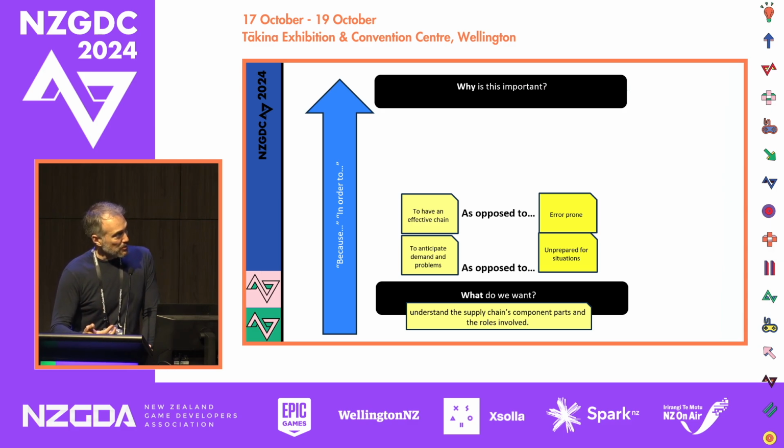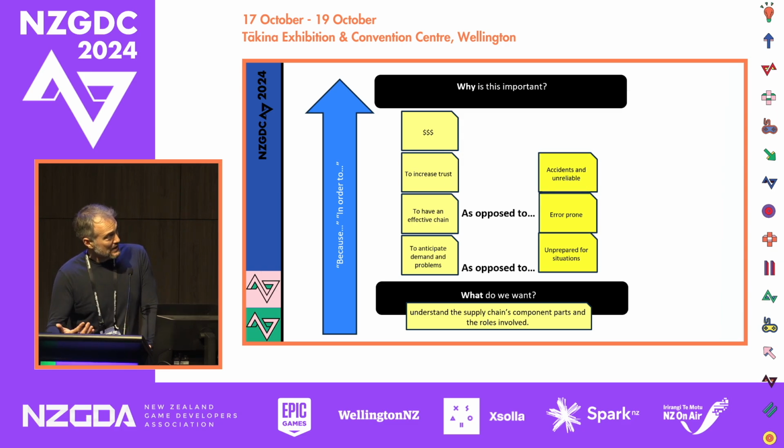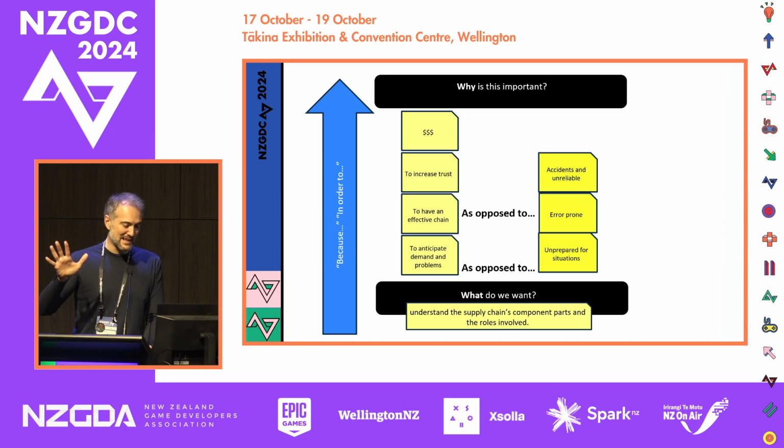So why is it important to not be error prone? Because it'll increase trust, right? If we don't make errors and we have an effective chain, we'll build trust with our company. It's bad to lose that, as opposed to, of course, having lots of accidents and being unreliable. And if we continue up, why is it important to have a lot of trust and not have accidents? It's because of money, right? It's a company. So in the end, they wanted some dollar dues. And it comes down to that. And we could say, okay, basically now we're way too abstract. We can stop.